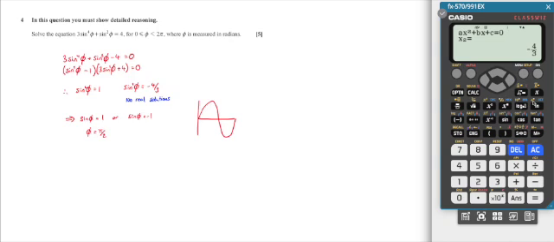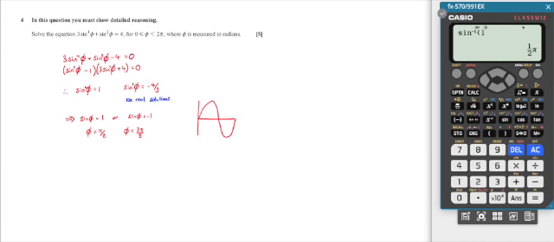Again, double check that if you're not sure. So inverse sine of 1 straight away gives me half pi. And then we can do the other one. Phi is minus 1, so that's 270, which is 3 pi over 2. That's question 4 done.